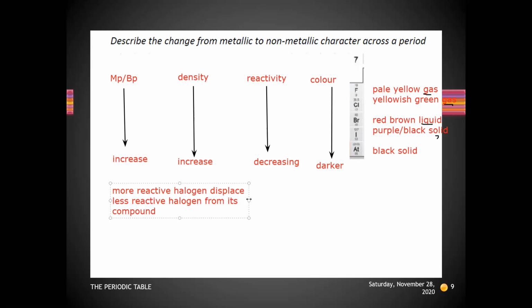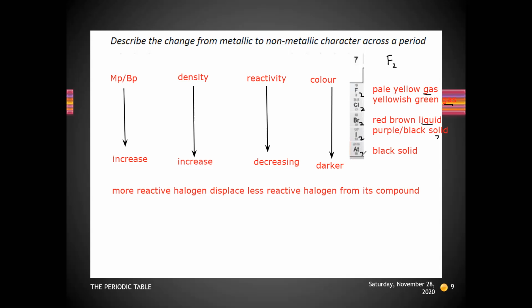For example, if you have fluorine, which is F2. How do these elements exist in nature, because these are non-metals? Fluorine exists as F2. It's not like a fluorine atom, it's F2. Chlorine exists as Cl2. Bromine, Br2. Iodine, I2. Astatine, At2. So all of them in nature exist as diatomic molecules.